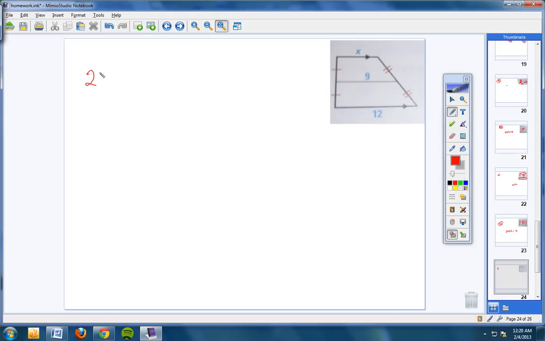Now these are the ones I told you they were going to give you. Now look, here you're finding one of the bases. They've given you the mid segment. Here's the mid segment, and you're looking for one of the bases. So what did I teach you to do? You take your mid segment, 9, and you multiply it by 2. You double it. And then whatever you get, you subtract out the other base. So 18 minus 12 equals 6. So this length up here has to be 6.